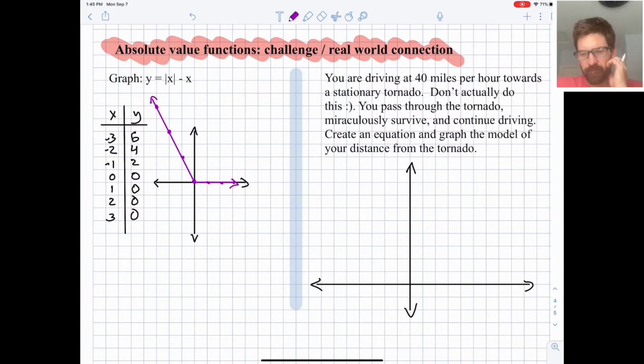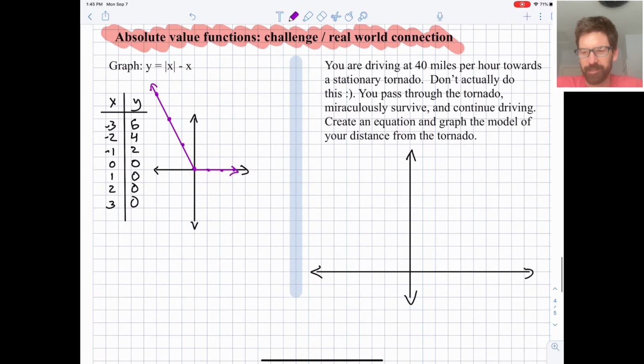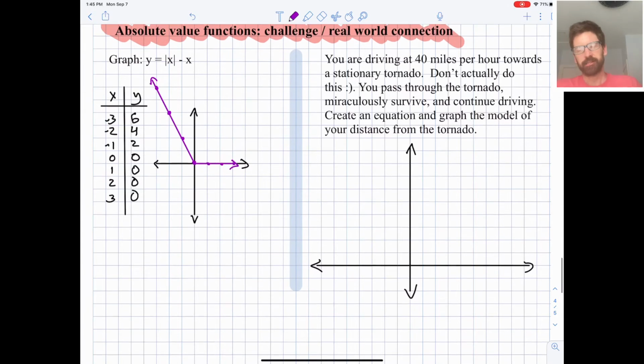Okay, you're driving at 40 miles an hour towards a stationary tornado. Don't actually do this, please. You pass through the tornado, miraculously survive, and continue driving. Create an equation and graph the model of your distance from the tornado.